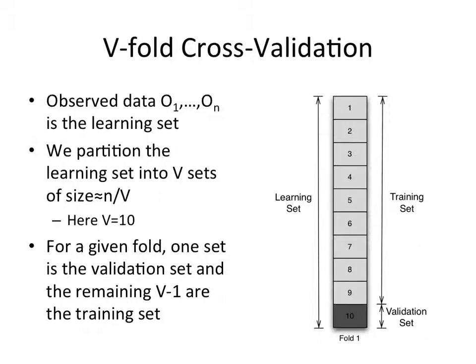So basically, this is how it works. In this case, we'll have V equal to 10, right? So we're going to split the data into 10 parts. And for the most part, for a typical study where you just have a random sample, you'll split randomly, right? So they're equal random splits, random chunks of the data.